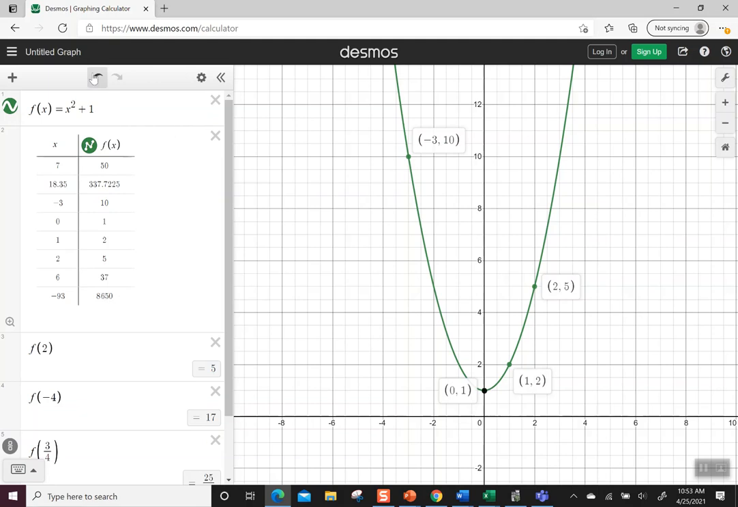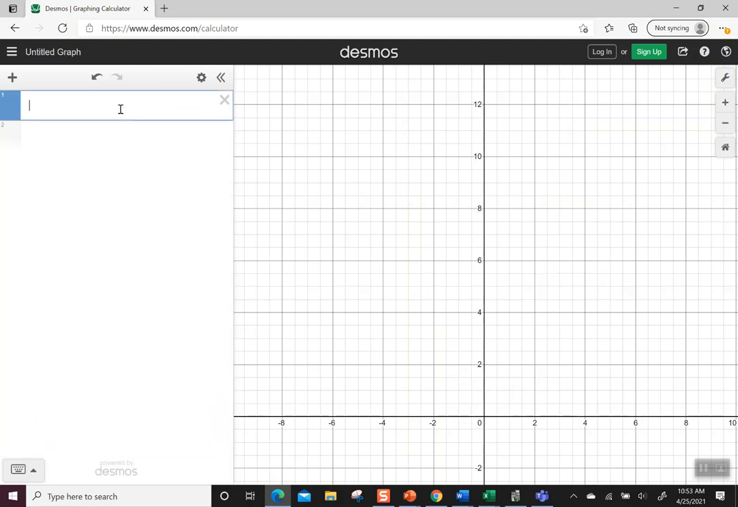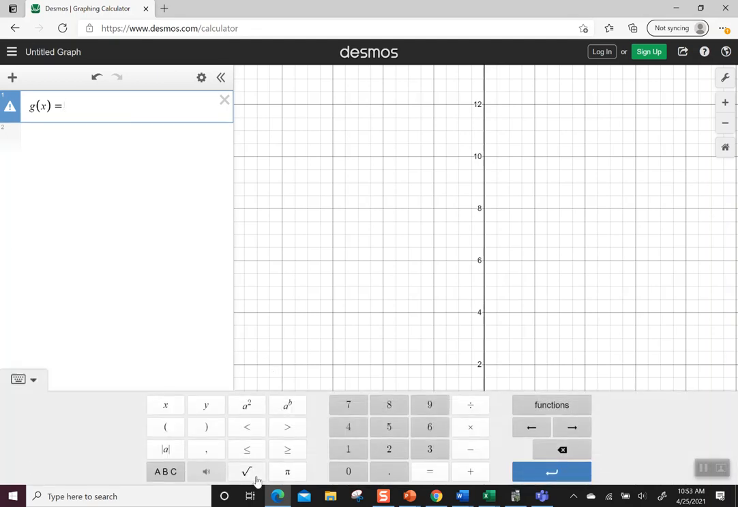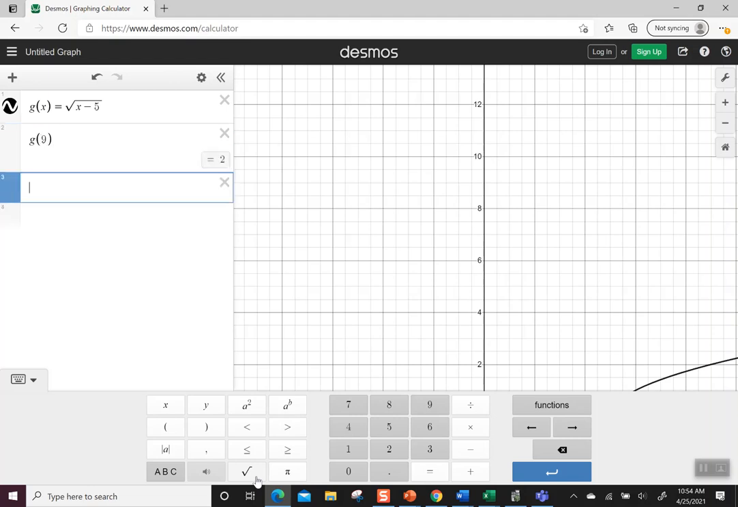Let's try one more. Let's say this time I call it g of x, and let's do the square root. So the square root I can get from opening up the keyboard. Here's the square root. Let's do x minus 5. And then I could start saying, like, I want to know g of 9, and it tells me the value.